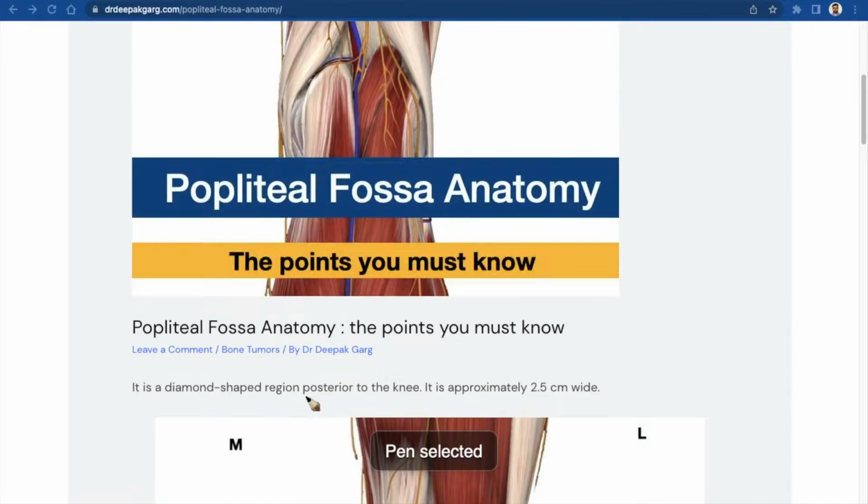So it is a diamond shaped region posterior to the knee joint and it is approximately 2.5 centimeter wide.